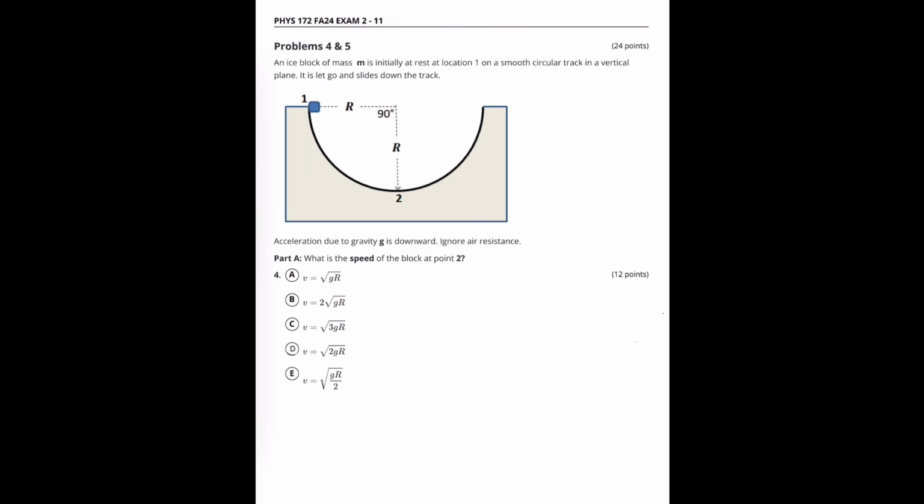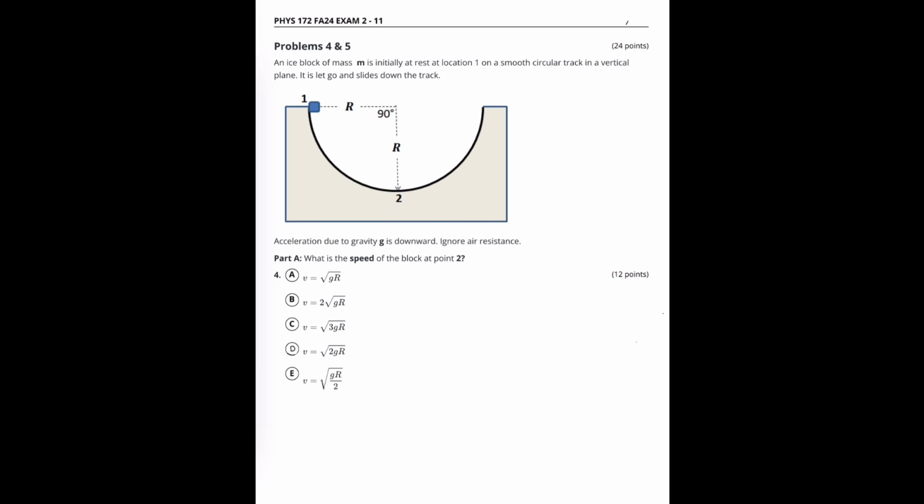Problem 4 in PHYS states, an ice block of mass m is initially at rest at location 1 on a smooth circular track in a vertical plane. It is let go and slides down the track. Acceleration due to gravity, g, is downward. Ignore air resistance. Part A, what is the speed of the block at point 2?